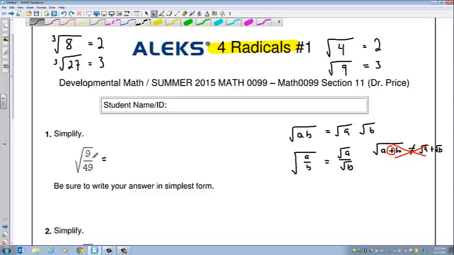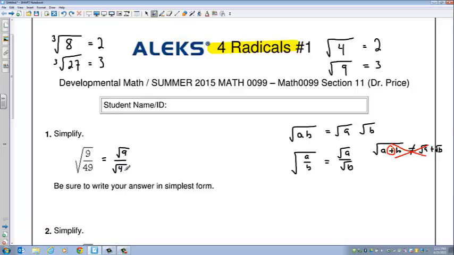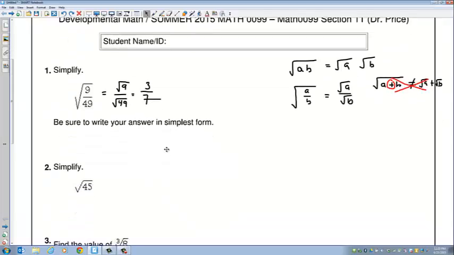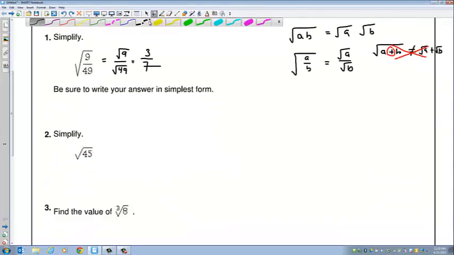So let's look at this first one. So here you can see you have the radical and you're dividing, so you can take this through. So this is really the square root of 9 divided by the square root of 49. And when you see these, 9 is a perfect square, it's 3 squared, and 49 is a perfect square, it's 7 squared. So its square root here is 3, and on the bottom we have 7.